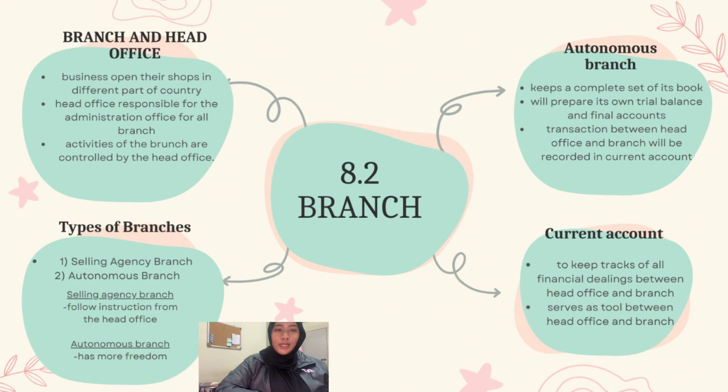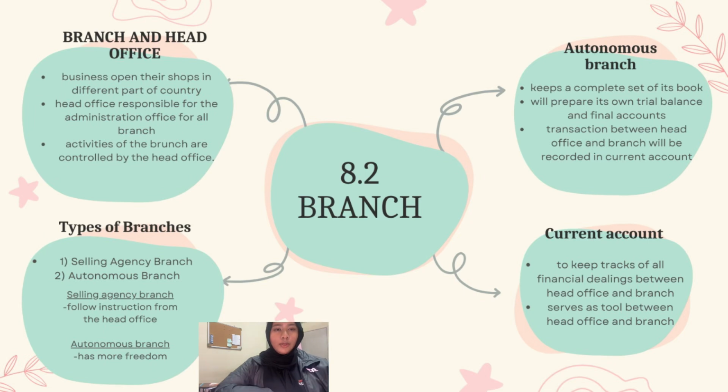So there are two types of branches. The first one is selling agency branch, and the second one is autonomous branch. Selling agency branch is also known as dependent branch. This is because they can only make a little decision for the branch and the rest is made by the head office. For autonomous branch, they have a lot more freedom because they can make their own decisions on management and business policy at the branch. Autonomous branch is also known as independent branch.